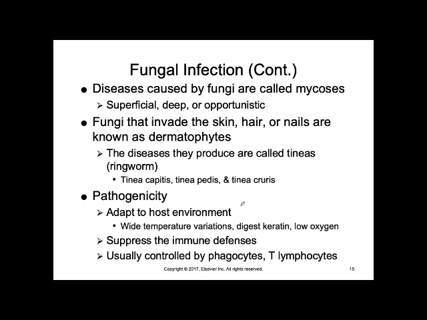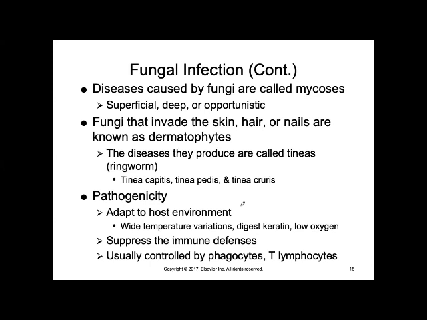The pathogenicity is the ability to adapt to the environment. Remember that on your body you have a lot of different little microenvironments, temperature variations, moisture variations. They can adapt to these. They can digest keratin as a fuel source, and they can even exist in low oxygen conditions. They can grow anaerobically in many cases. They can suppress immune defense, and they're usually kept in control by phagocytes and T lymphocytes.